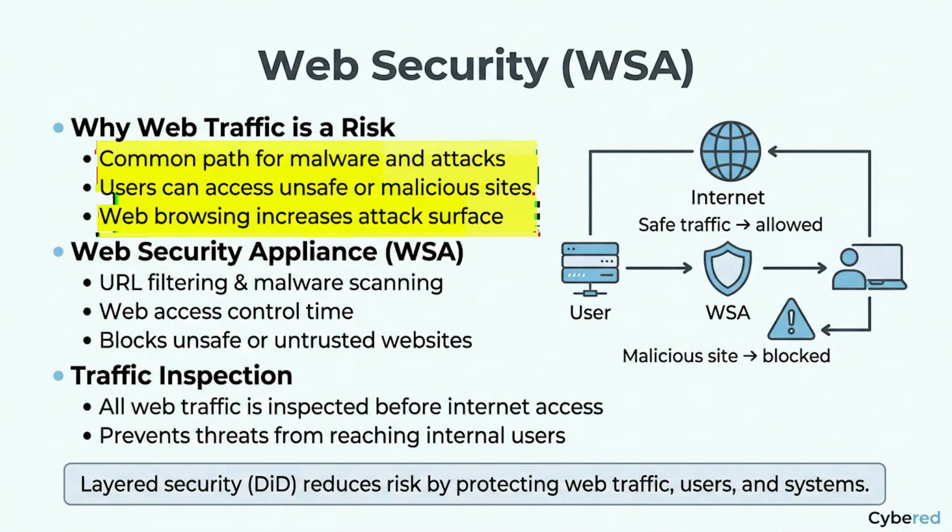Web traffic is another common attack path. The web security appliance provides URL filtering and malware scanning, web access control, and blocking of unsafe or untrusted sites. All web traffic is inspected before reaching the internet. Key takeaway: a layered security approach significantly reduces risk by combining multiple defenses across the network, endpoints, and users.